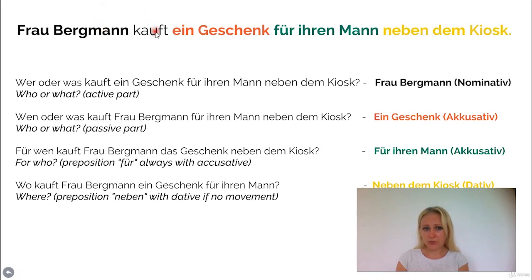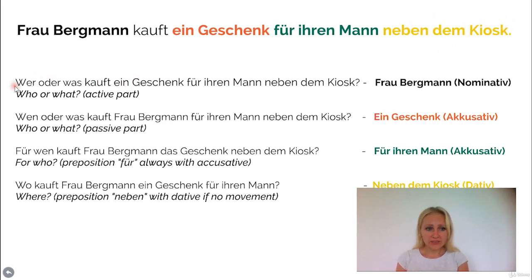Okay, so subject, verb. We have an accusative object, the object that she's buying. And this is the preposition für. So for whomever she buys something needs to be put in the accusative after the preposition für. And then we have an indication of place. So it means Frau Bergmann kauft ein Geschenk für ihren Mann neben dem Kiosk. In English, that is, Miss Bergmann buys a present for her husband next to the kiosk. Or convenience store, it could also mean.